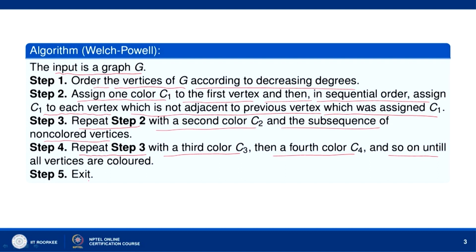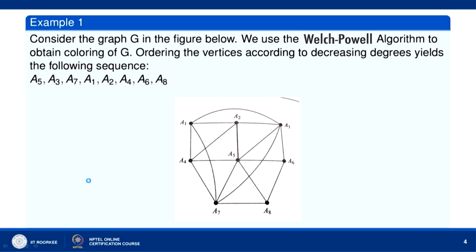So, let us see how we do this. Let us consider this graph. You see there are 8 vertices. We have to find the degree of each vertex and then arrange them in the order of decreasing degrees. So, let us first find the degree of A1. Degree of A1 is 1, 2, 3, 4.